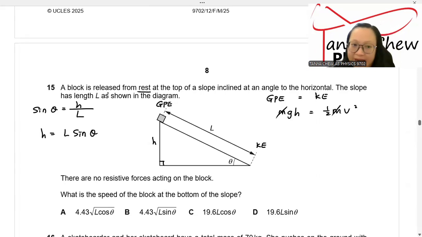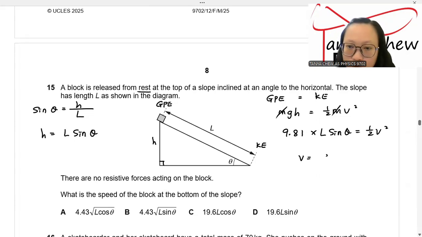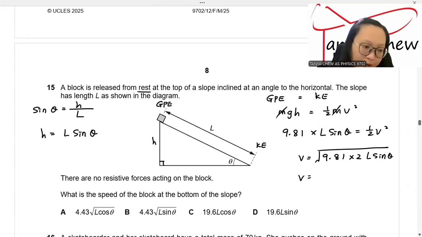I just replace the H with L sine theta. So g, which is 9.81, times L sine theta, is equal to half v squared. To find v, v is equal to the square root of 9.81 multiplied by 2 times L sine theta. So you just take 9.81 multiplied by 2, and you get 19.62.